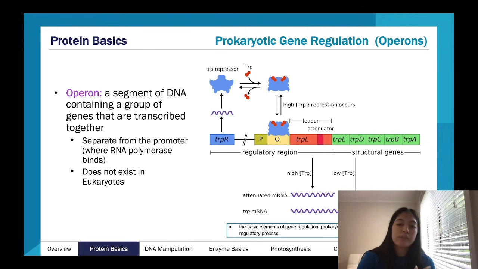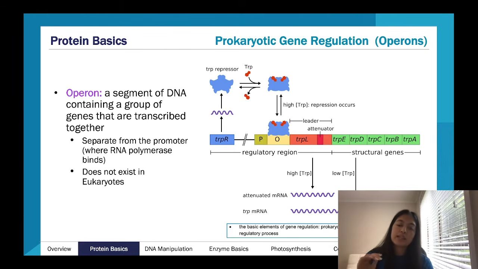So you can think on the flip side, if we've got a low level of this amino acid, we've got a low level of tryptophan, our repressor is basically in its inactive form. It cannot attach. So then RNA polymerase will be free to transcribe that basically. Hopefully that makes sense. Again, it's a process. Diagrams help a lot. You'll talk through it.